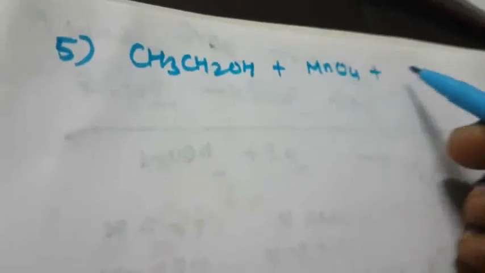Another one: alcohol to aldehyde. In this case, they write it in the general equation, so as it is you can write it. The alcohol is CH3CH2OH plus KMnO4 plus sulfuric acid gives MnSO4 plus the aldehyde CH3CHO, then K2SO4. How to balance that one?